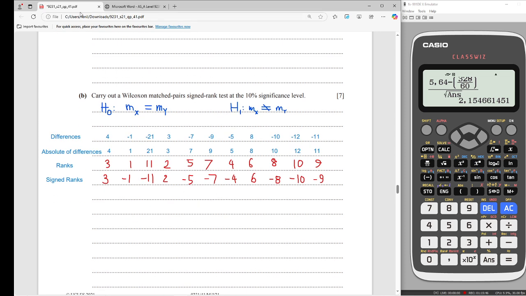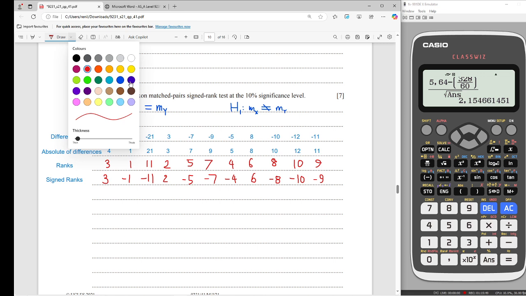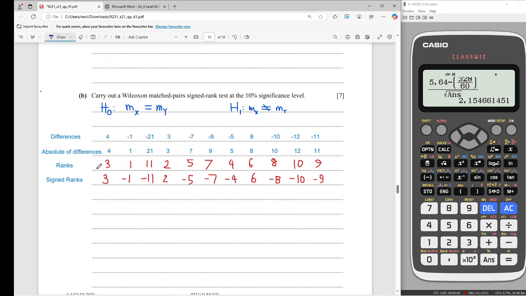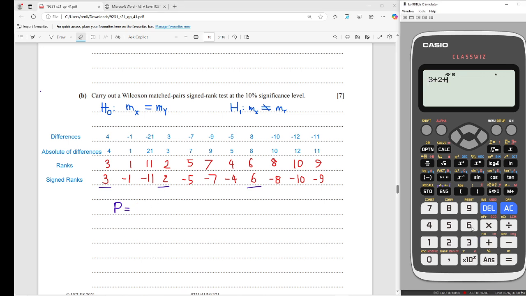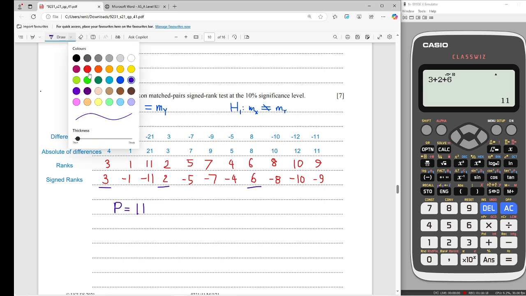Now what we need to do is calculate P and Q. What is P and Q? That represents the positive ranks and the negative ranks combined. So the positive ranks is 3 plus 2 plus 6. This is the sum, so we need to add up all our positive ranks. So let's put 3 plus 2 plus 6, which is 11. Just by looking at it, you can see which is going to be the test statistic, but I'll explain that later.